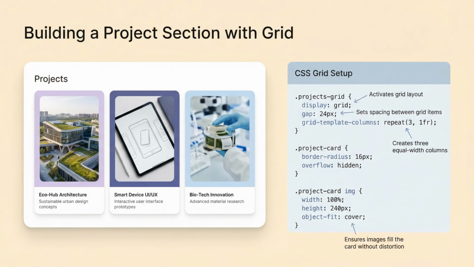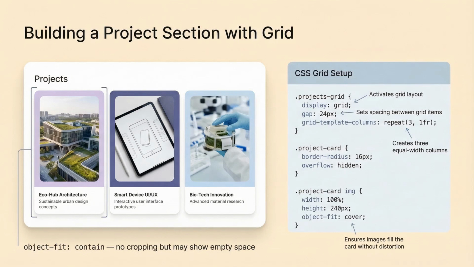The instructor applies all of this to build a real project section on a portfolio page. 3 columns, each containing a project card with an image. The images use width 100%, so they fill their grid cell, and object fit cover to prevent distortion. The image crops rather than squishes. This is the standard approach for image-heavy grid layouts.